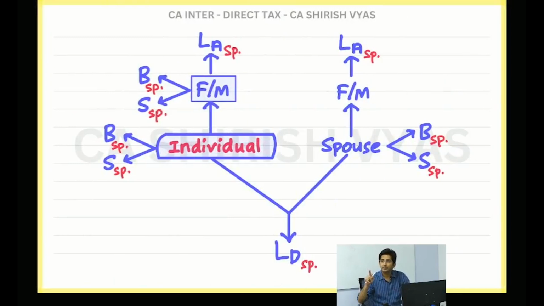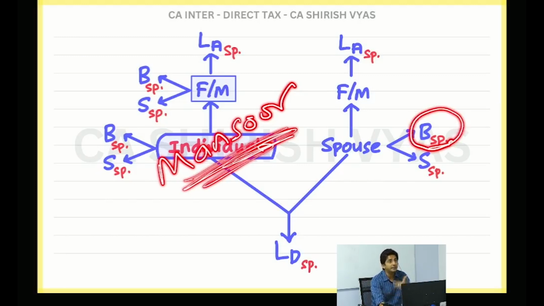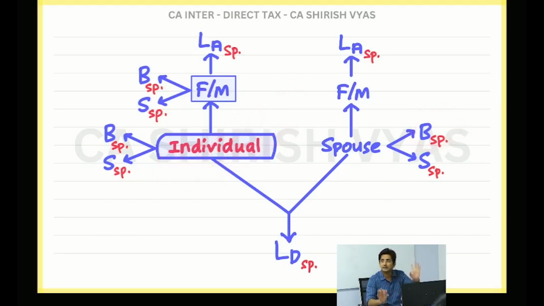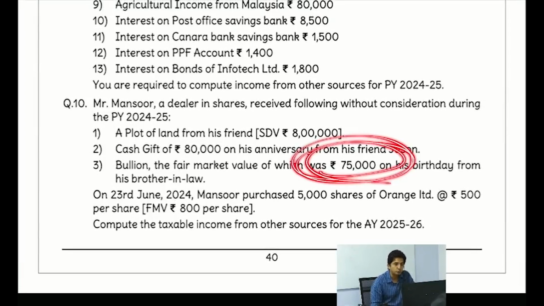Assessee. You understand assessee? The person in the question is called assessee, Mansoor. So this is Mansoor. And his brother-in-law means? Yes, this is the brother-in-law. So relative. So relative means exempt. Fully exempt.